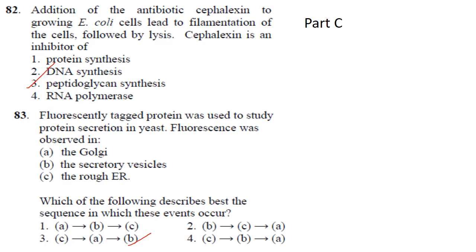Then next one. A fluorescently tagged protein was used to study protein secretion in yeast. Fluorescence was observed in Golgi, secretory vesicles and rough endoplasmic reticulum. Which of the following describes best the sequence of these events? So from the rough endoplasmic reticulum, it will go to the Golgi, and from Golgi to the secretory vesicle. So, CAB. Answer is option 3.